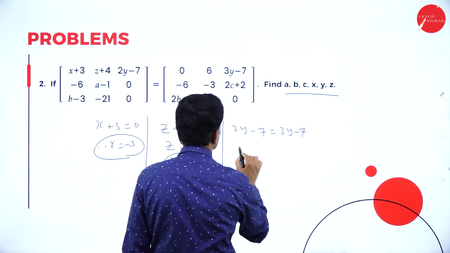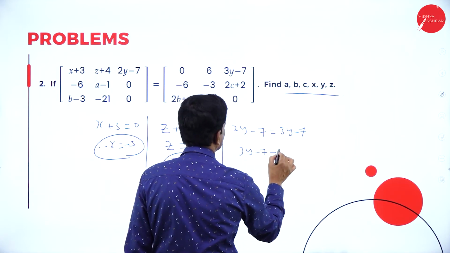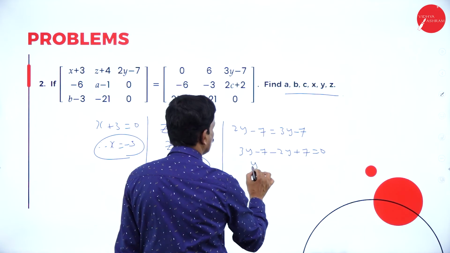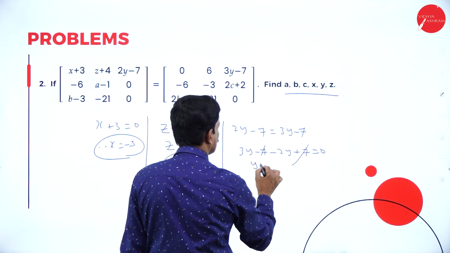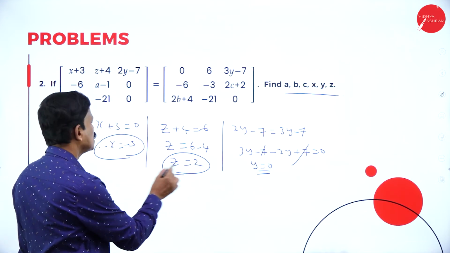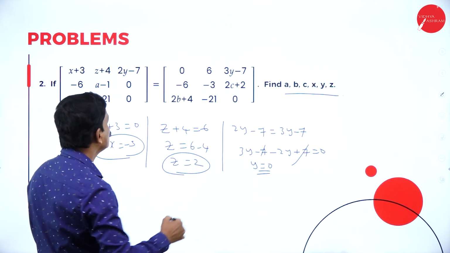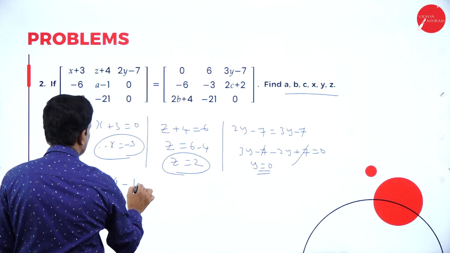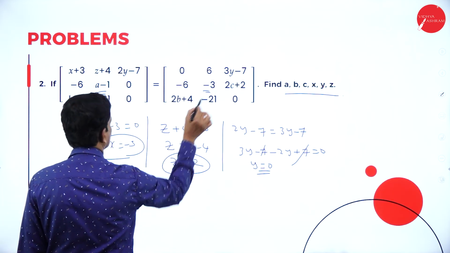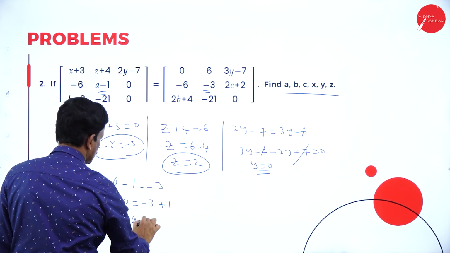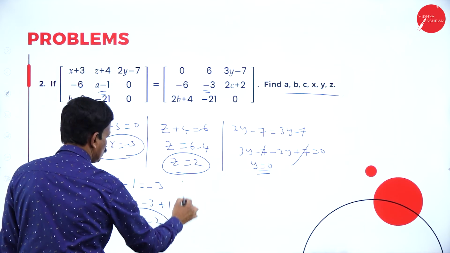Bring this to the right-hand side. 3y minus 7 minus 2y plus 7 is equal to 0. 3y minus 2y is y, minus 7 plus 7 gets cancelled, y is equal to 0. Now, x is minus 3, y is 0, z is equal to 2. Now, find out the values of a, b and c. Here a minus 1 is equal to minus 3. Therefore, a is equal to minus 3 plus 1, that's equal to minus 2. a is equal to minus 2.